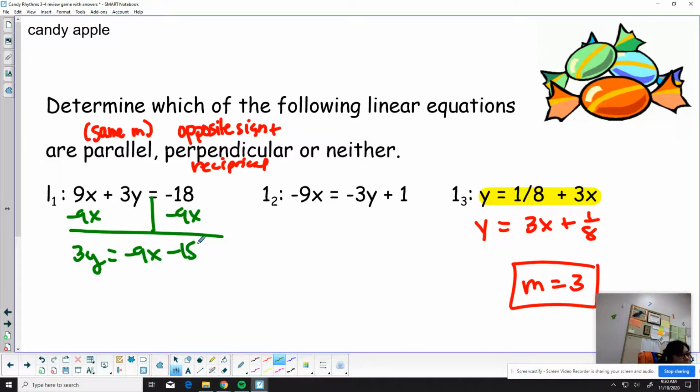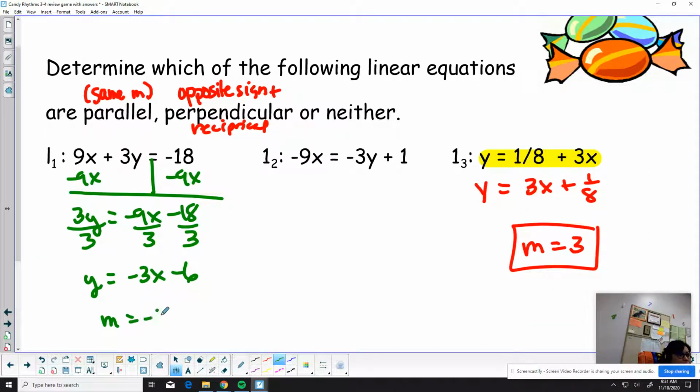And then I'm going to divide by 3. So that's y equals negative 3x minus 6. So my slope on this one is negative 3. Line 1 and line 3 do not have a relationship. They're not parallel because they're not the same, and they're not perpendicular because they're not reciprocals of each other.